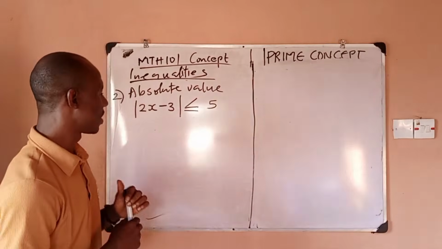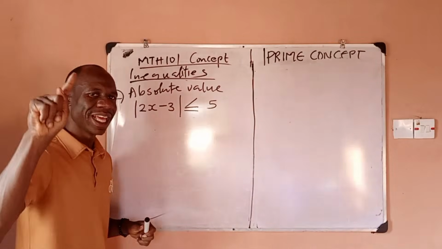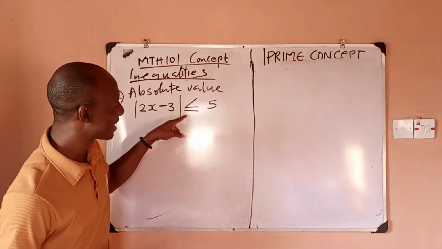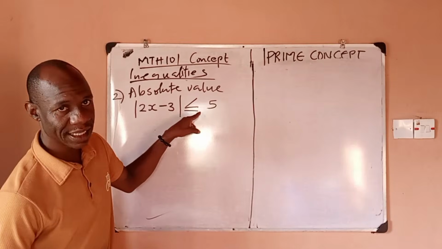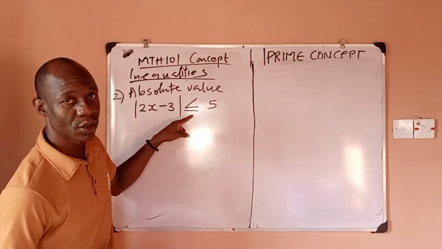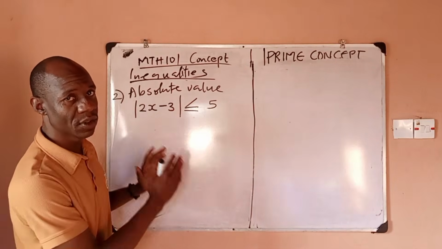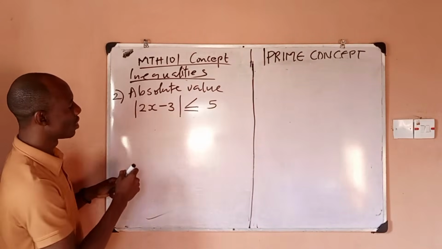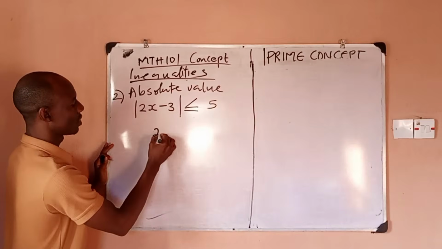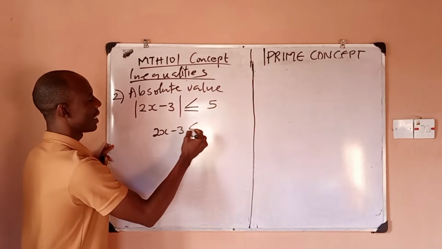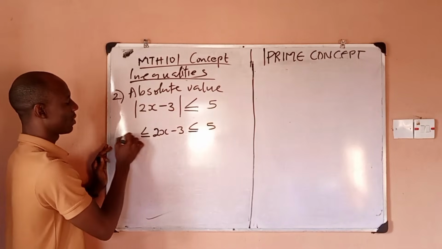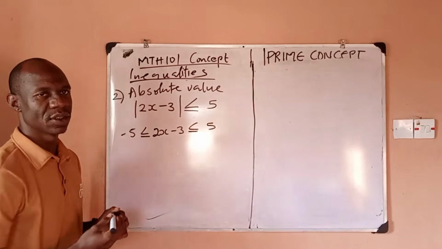Now watch. This is what you do in method 2. Take notes. Anytime you are dealing with less than, did you notice that this is less than? Whether it is less than or equal to or strictly less than, it follows the same pattern. So anytime you're dealing with a less than, this is what you do. Write what you have inside, which is 2x minus 3, less than or equal to 5. Then take the negative and put behind less than or equal to negative 5. So this is how you solve.